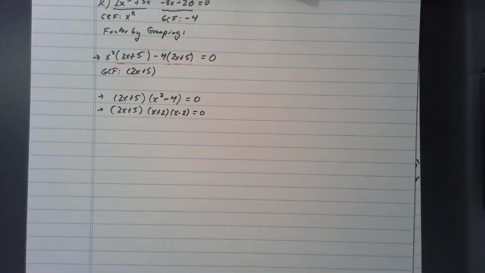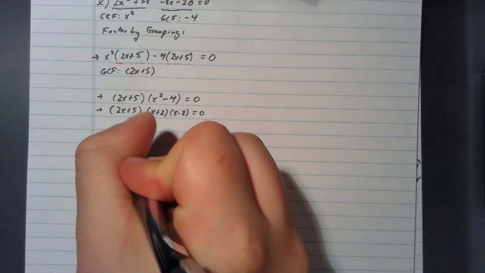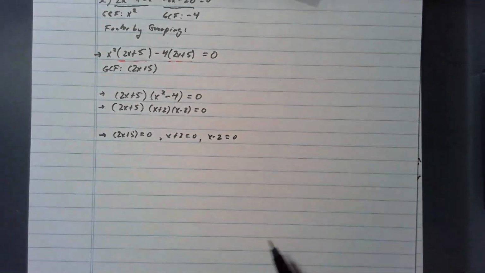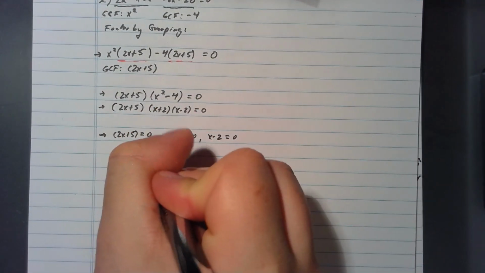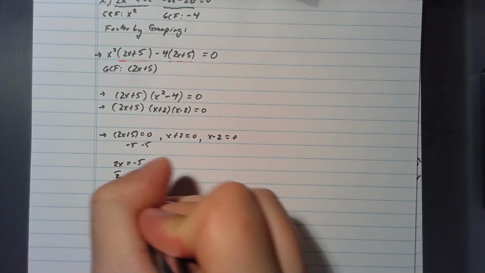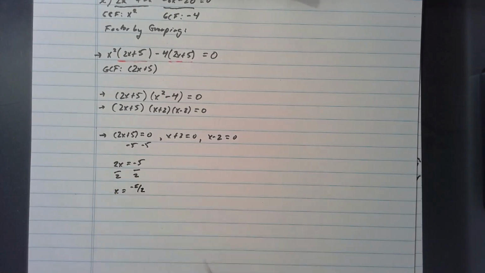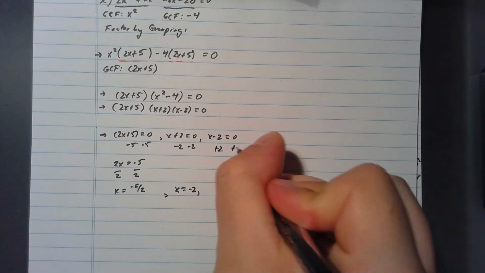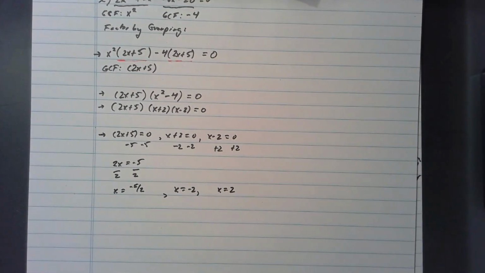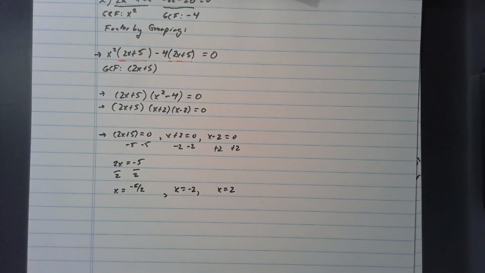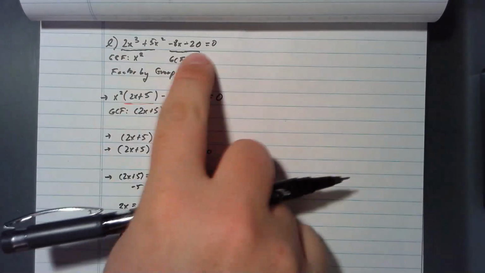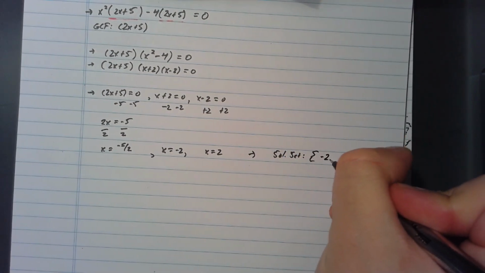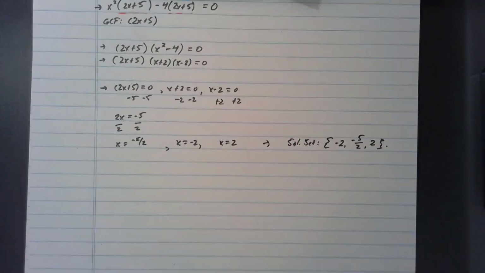Now I'm done factoring, so I can set each factor equal to 0 and solve for x in each factor. So just subtract 5 here. Divide by 2. X is negative 5 halves. Subtract 2. And 2. So those are my various solutions. Again, I don't need to check these because this is a polynomial equation. Those are my solutions.